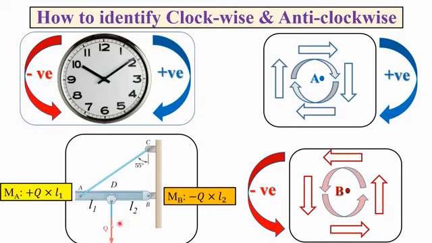So it is anti-clockwise. Let me give an example. Say there is a frame, and the Q force is working here. If we take moment from A, this Q force is at the right and towards downward, like this. So it will be Q1 into L1. The sign will be plus. If we take moment from B, this Q is towards left and downward, like this. It will be minus Q into L2. This is how we'll consider clockwise, anti-clockwise, or plus and minus sign in the equation.